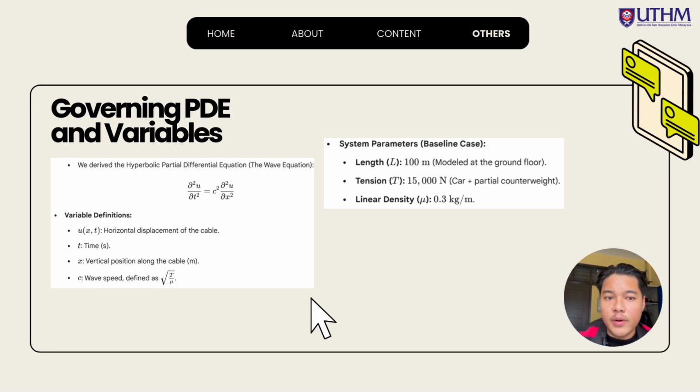To make this solvable, we make three key assumptions. First, the cable is perfectly flexible, which means no stiffness. Second, the mass is homogeneous. And third, we neglect damping, which is the air resistance, to ensure our safety predictions are conservative.